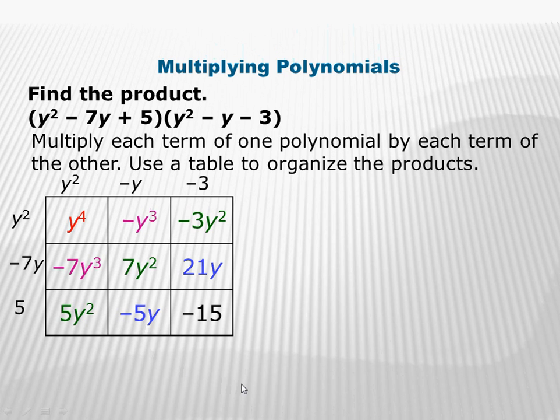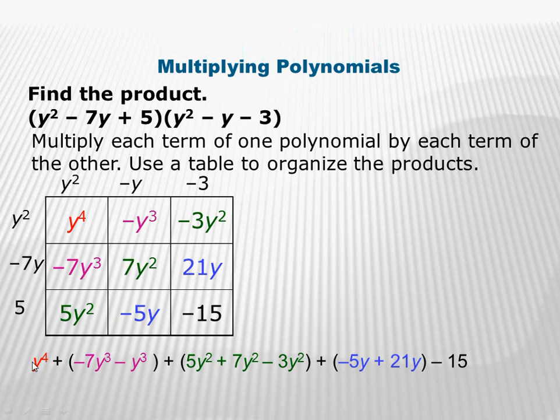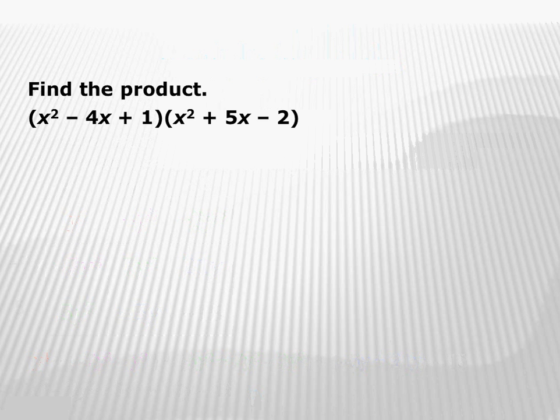So my next step then is to combine all of my like terms. So I've shown them here all grouped together. I have all the fourths, all of the degrees of 3, the degrees of 2, and so on. So now I'm going to go through and combine them. There aren't any more fourths, so it's just y to the fourth. Then when I do negative 7y to the third minus y to the third, I have negative 8y to the third, and I'm going to do that for each of these groups. So my final answer is y to the fourth minus 8y to the third plus 9y squared plus 16y minus 15.